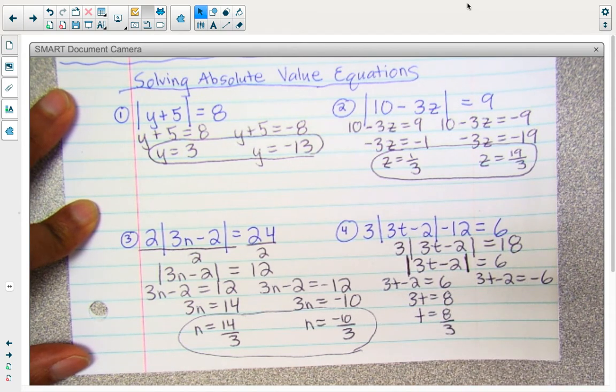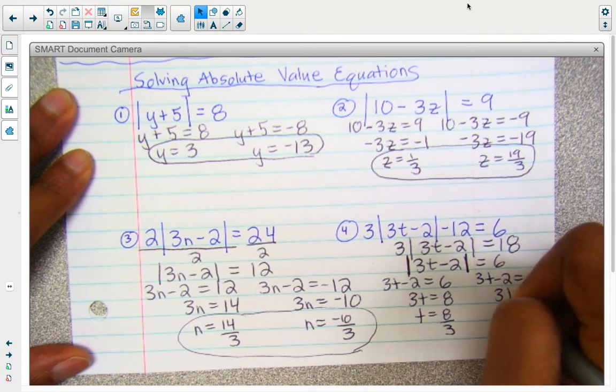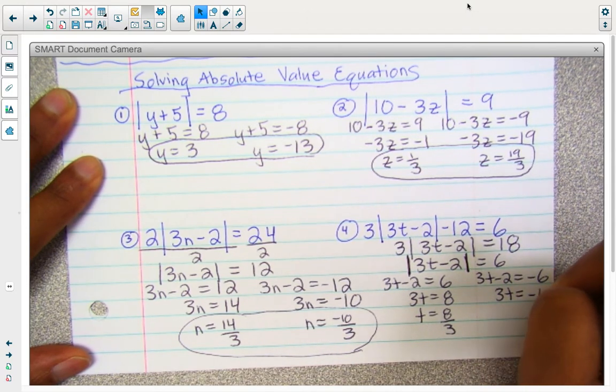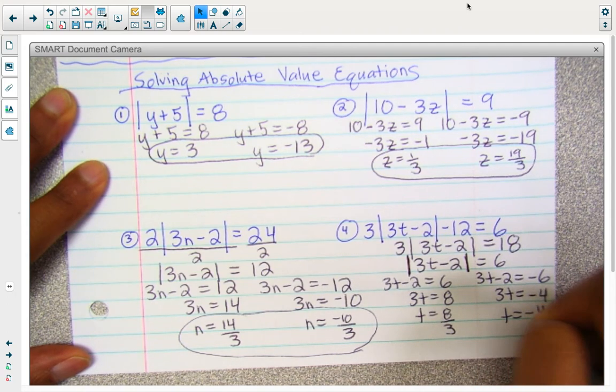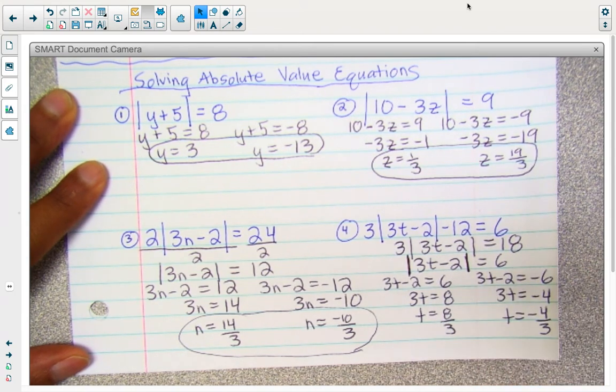Same thing on the other side. Add 2, and then divide. And we get negative 4 thirds. So those are our answers, 8 thirds and negative 4 thirds.